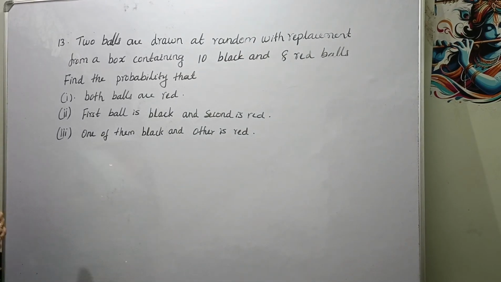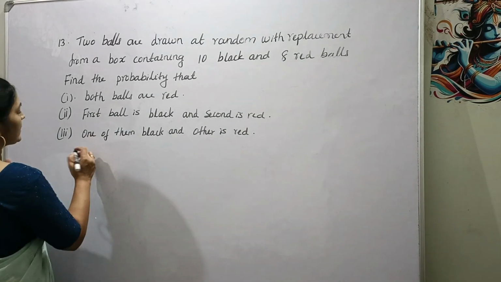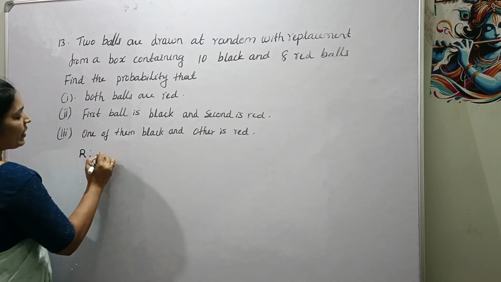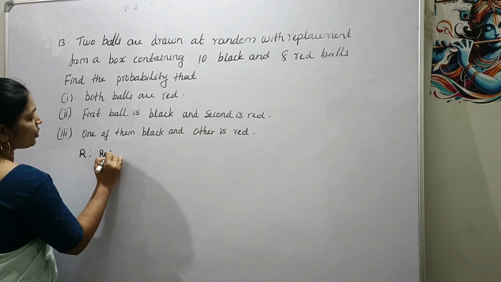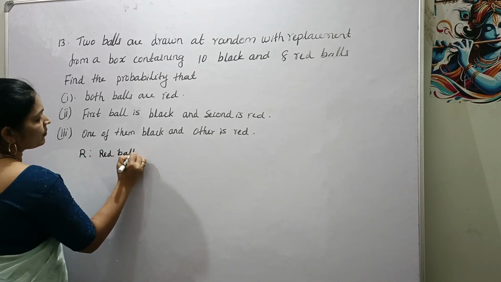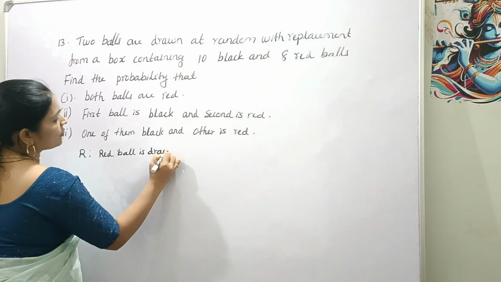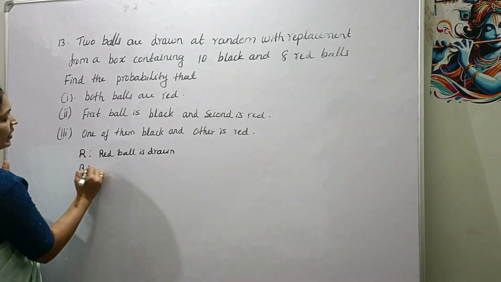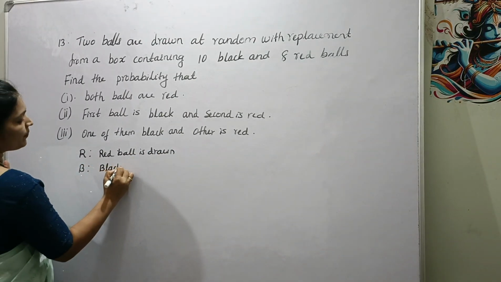Right. Okay. Now first of all let's take the event R be the event red ball is drawn. B be the event black ball is drawn.